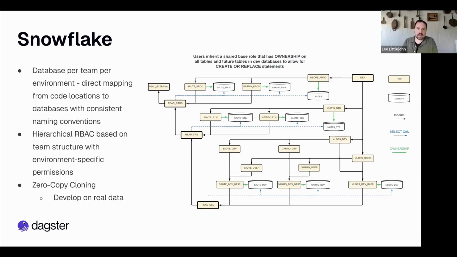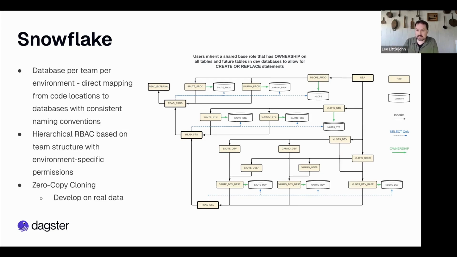So, Snowflake. Got to talk about how we organize the data in Snowflake, which is the final destination for most of the processing. So we've got one database per team per environment, so really 3 databases per team. This creates the same direct mapping from code locations to databases, maintaining that one-to-one modular mapping principle. We use the same consistent naming conventions that makes it easy to understand what data belongs to what team and which environment. Database, team, schema, project, right? And it matches the same thing with the asset keys and the key prefixes.